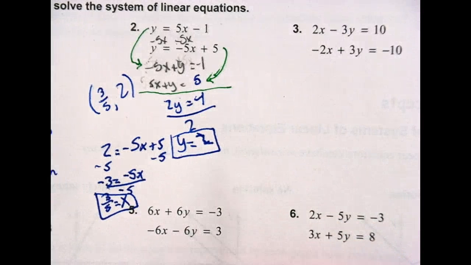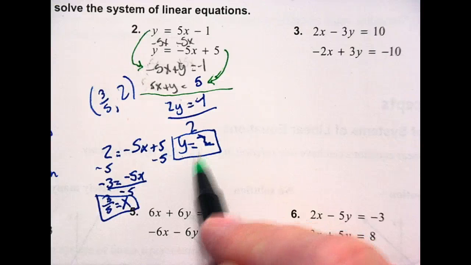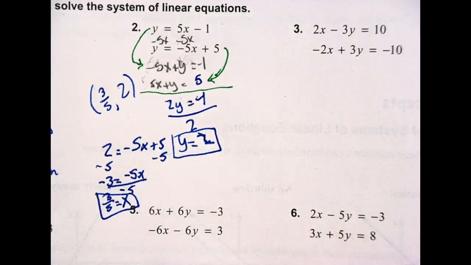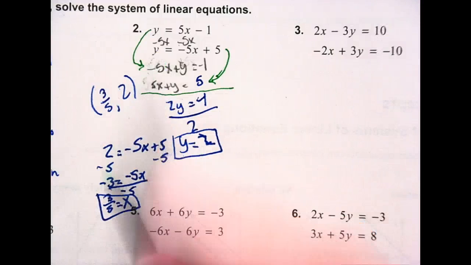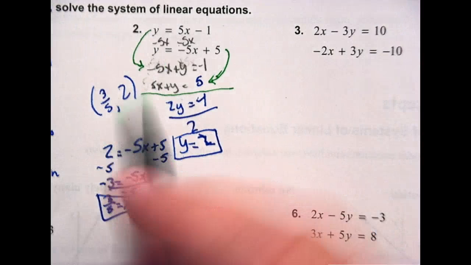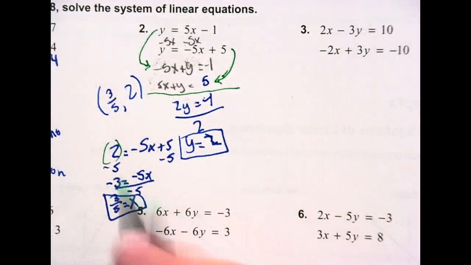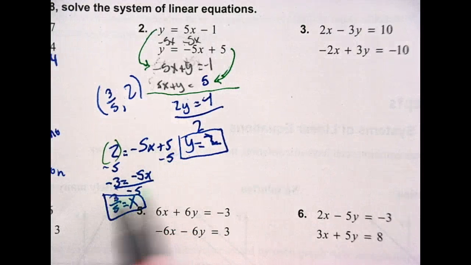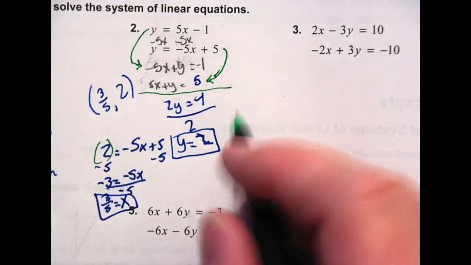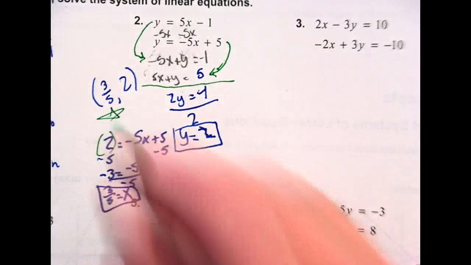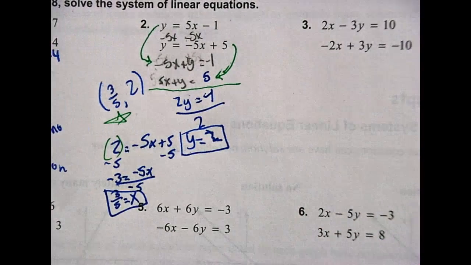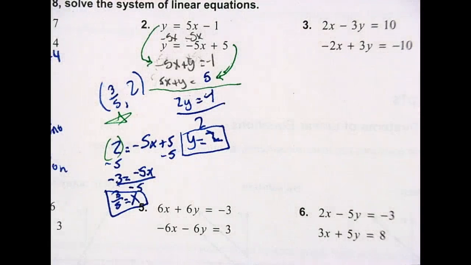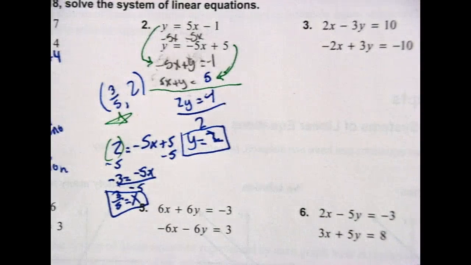Y equals 2. You plug that 2 back in to the second equation. Did that right here. So you put the 2 in right there. 2 equals negative 5x plus 5. Subtract 5. Divide by negative 5. X equals 3/5. And you get the ordered pair 3/5, 2, which is correct. Well done. All right. How many solutions here?